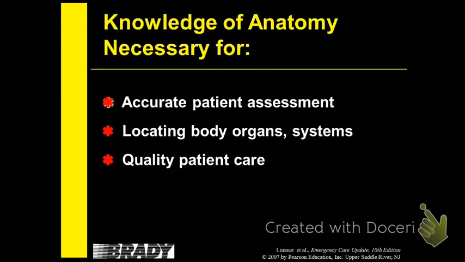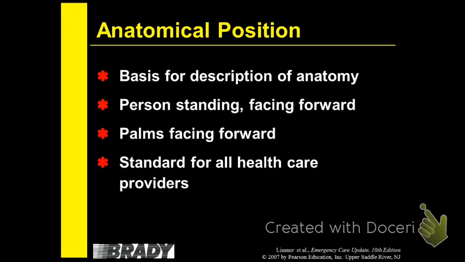Another directional example is putting a chest tube in. A chest tube goes in the mid-axillary line between the fifth and sixth intercostal space, the intercostal space being between the ribs. So see how it gives you exact directional terms, exact terms for where to put things.